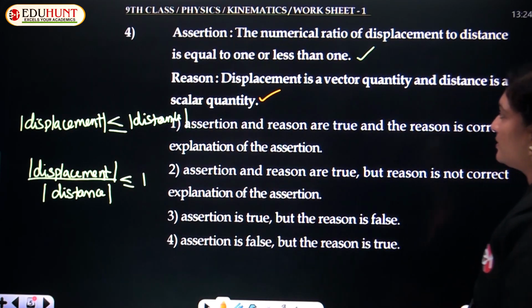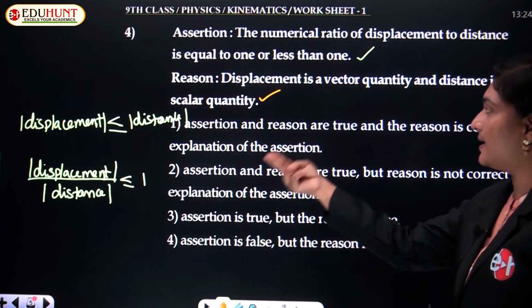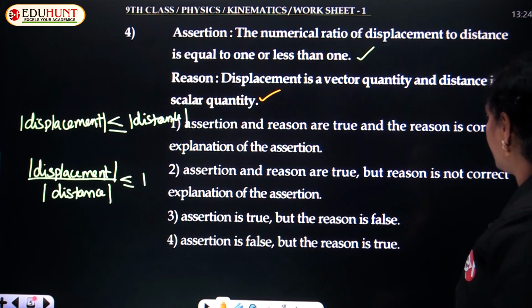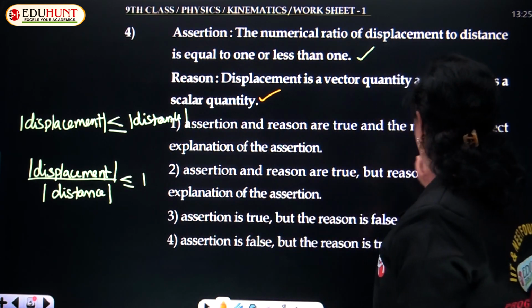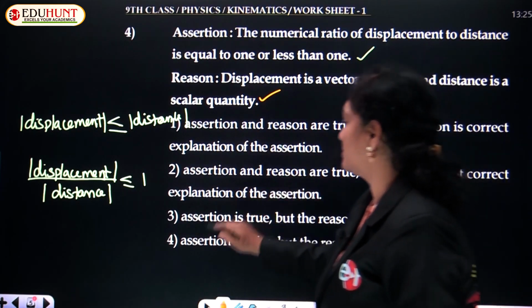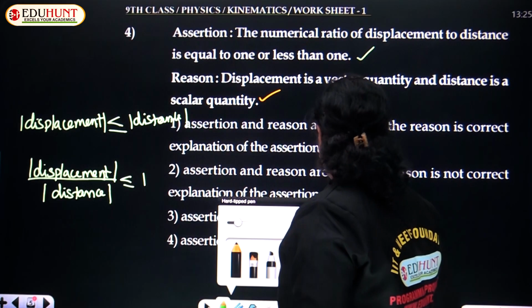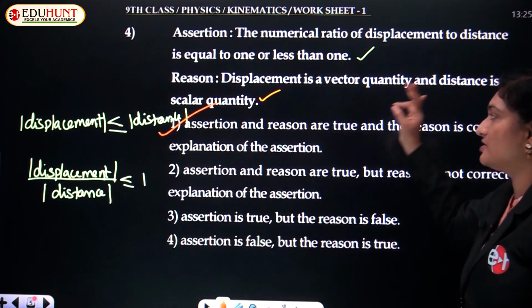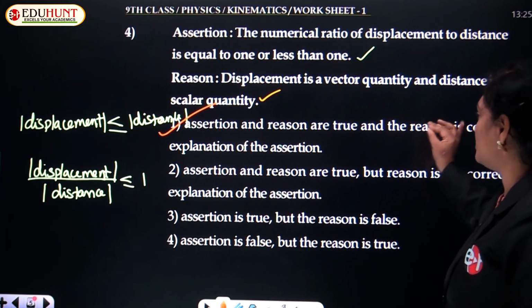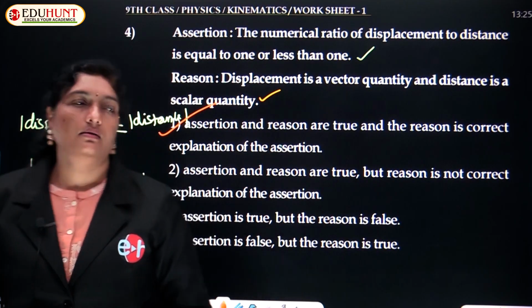So, which one is the correct one? Both assertion and reason are true, and reason is the correct explanation for assertion. So, no doubt the correct option is option 1. So, first option is true. Assertion and reason both are true, and reason is the correct explanation for the assertion.